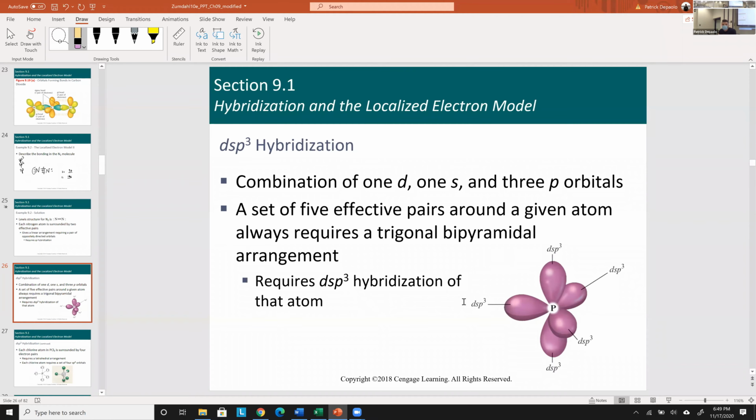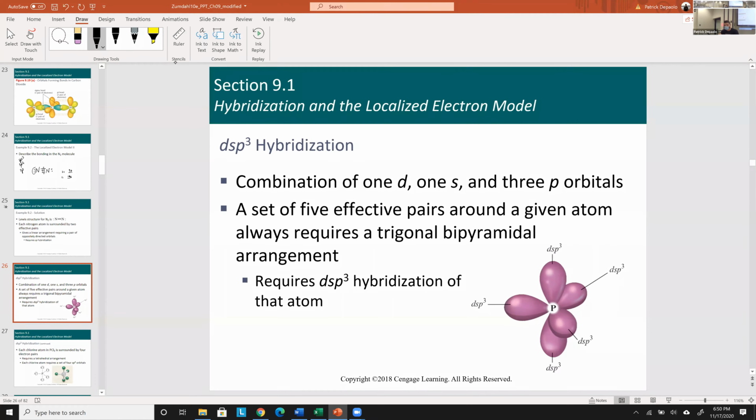So the next one is dsp3. Now it even gets more complicated, but we're not going to go crazy about it. Basically what happens here is that electrons will jump not only from s to p, but from s to d, in order to have enough open orbitals for more bonding to occur, such as PCl5, which is a good example.